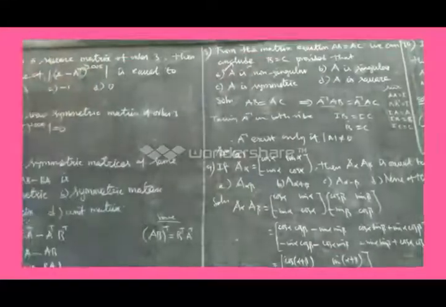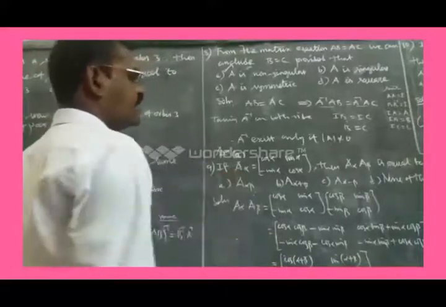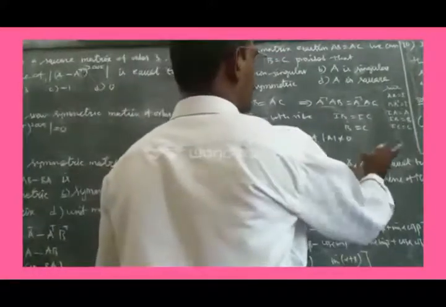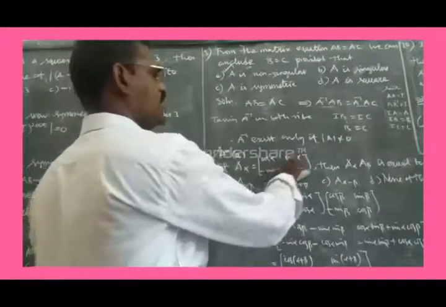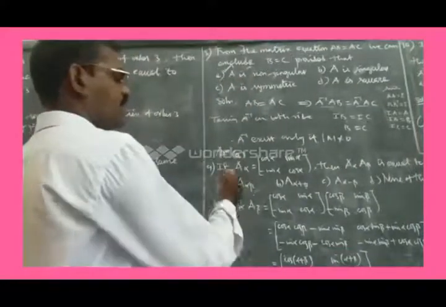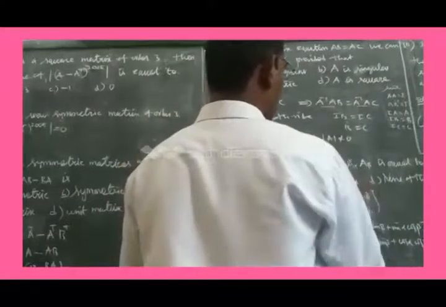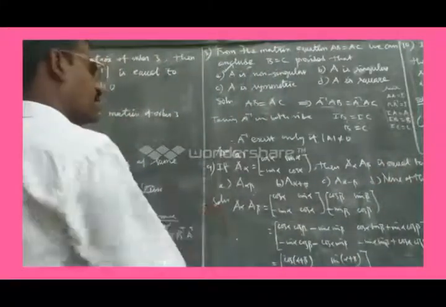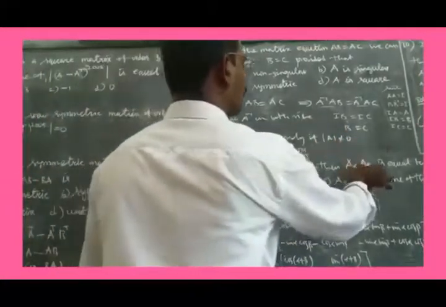Ninth one. If A alpha equal to cos alpha sin alpha, minus sin alpha cos alpha, then A alpha A beta is equal to: first option A alpha beta, second option A of alpha plus beta, third option A of alpha minus beta, D none of these. Solution. So first step, we should find A alpha into A beta.